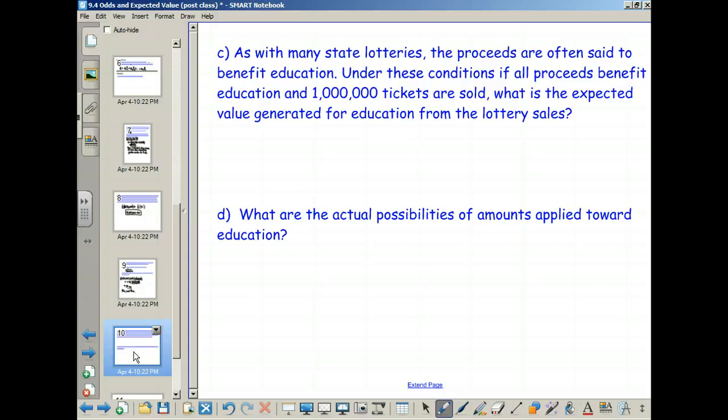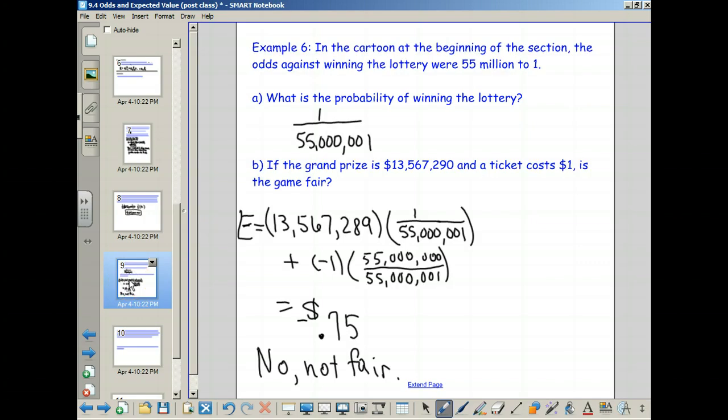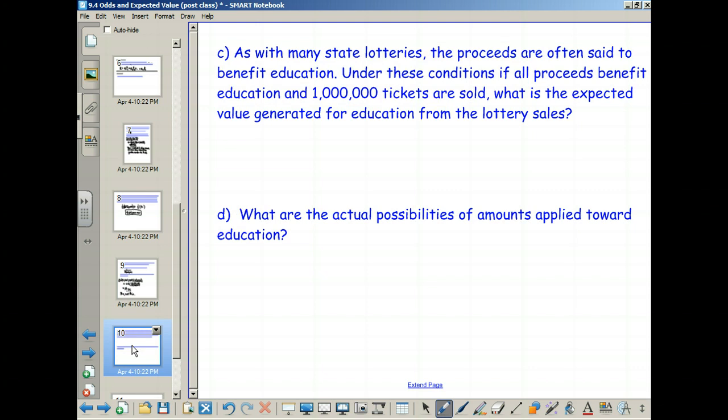Under these conditions, if the proceeds do in fact benefit education and 1 million tickets are sold, what is the expected value generated for education from the lottery sales? Okay, so the person, how we looked at it on Part B, is expected to lose 75 cents out of every dollar. But that means who gets the 75 cents according to this problem? Education. So education's perspective is that this is not a negative 0.75, it's actually a positive 0.75.